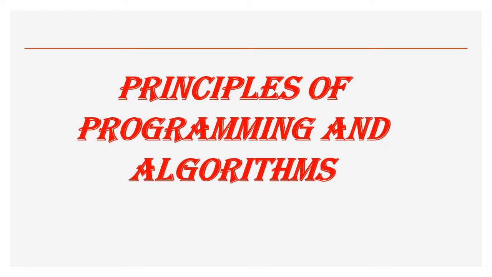So we are going to learn principles of programming and algorithm. So what is a programming algorithm? You can think of a programming algorithm as a recipe that describes to a computer how to solve a problem or reach a goal. We all have seen food recipes.